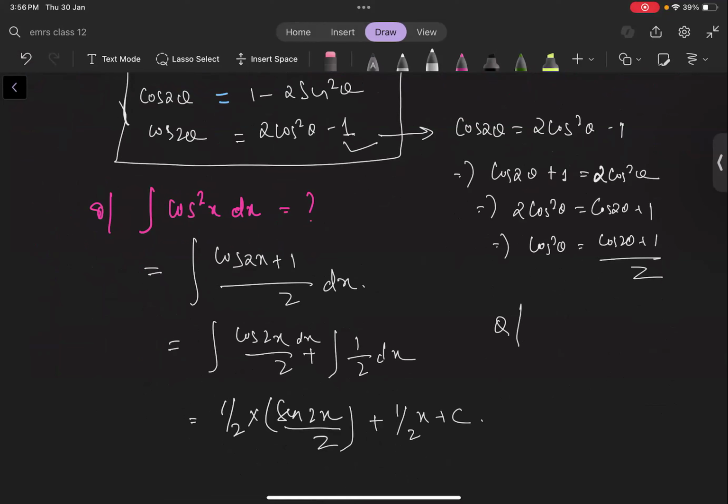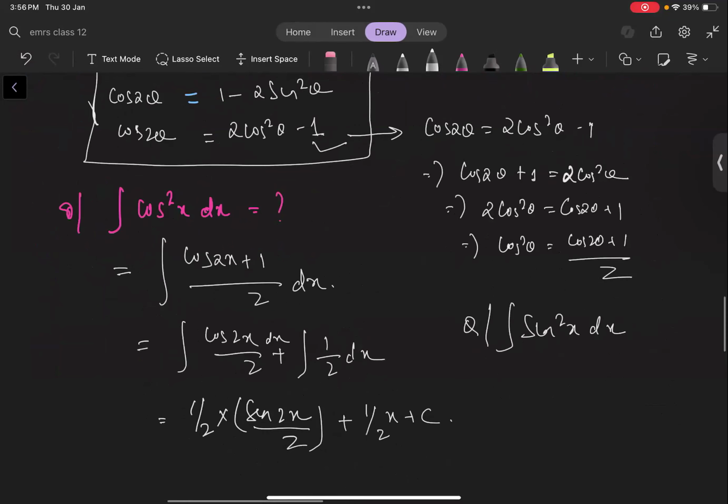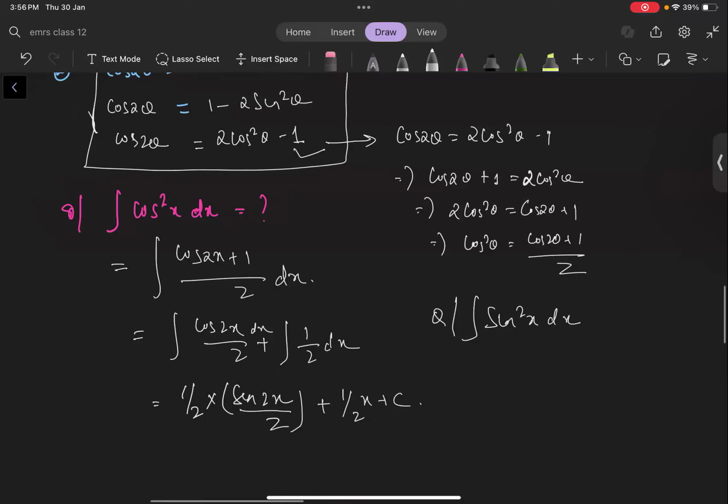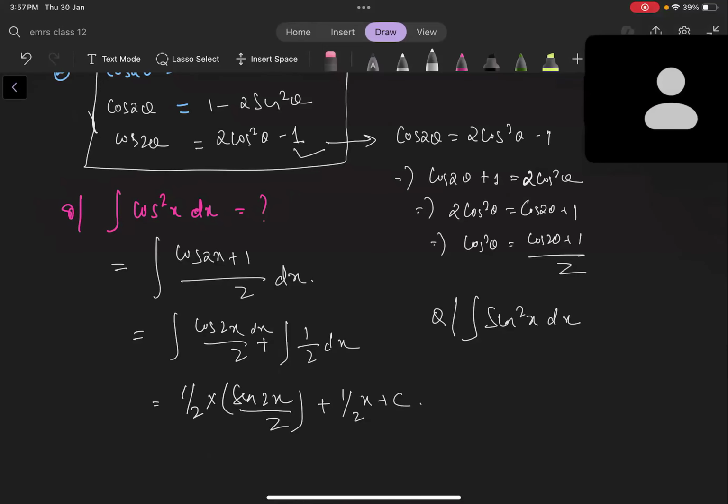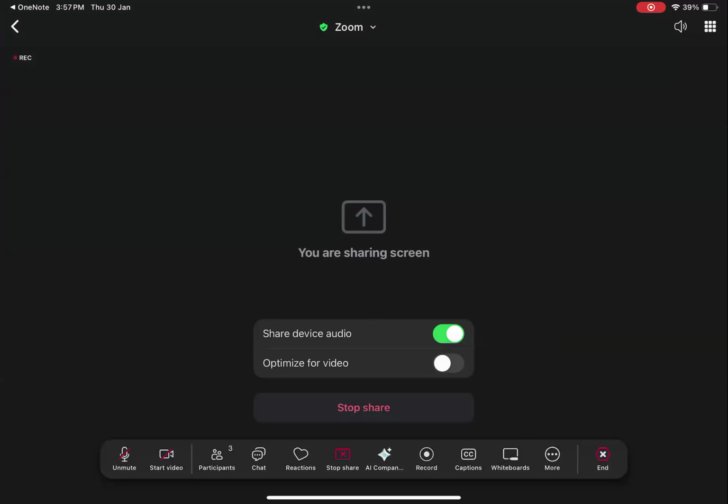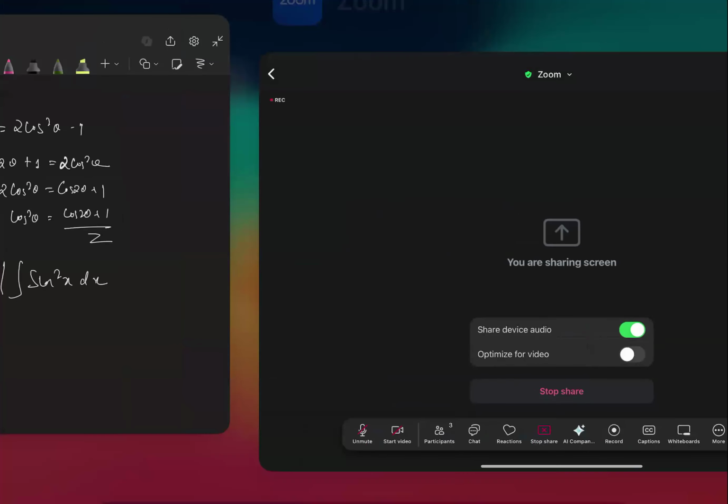My next question to you is find the integration of sin square x dx. Now this is something which you have to do by yourself right now. You know that sin square x can be written as (1 minus cos 2x) by 2. Please try it yourself. I'm giving you 2 minutes here.